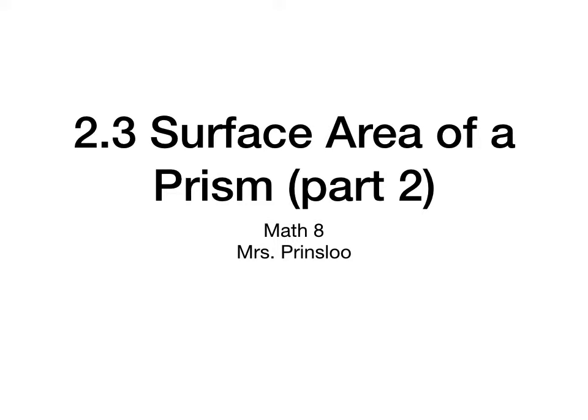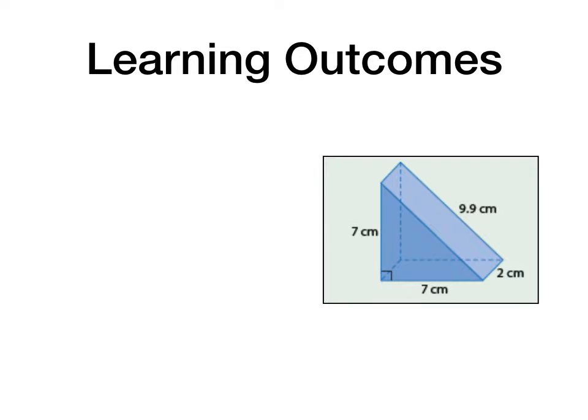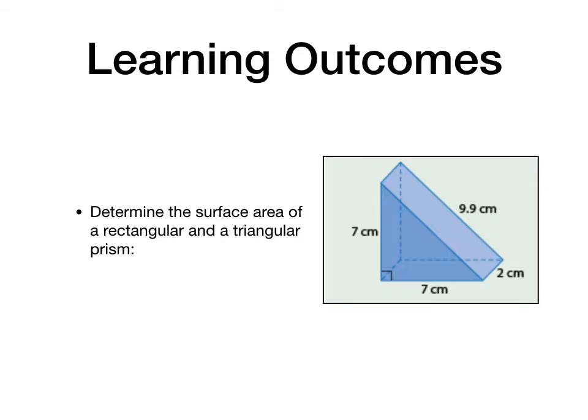Welcome to 2.3 Surface Area of a Prism, Part 2. In the previous video, we looked at how to determine the surface area of a single rectangle or a single triangle. And we also looked at multiplying decimals without a calculator. In this video, we're going to look at how we put it all together and determine the surface area of a 3D object like a rectangular or a triangular prism.